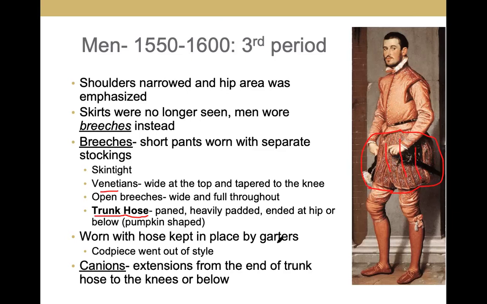They kept their hosiery up at this time with garters, so they would tie them up. And then they also had something called the canyon. The canyon is the extension of the trunk hose. So it was sort of a third garment that was worn between where the trunk hose ended and where the stockings began. And it really kind of helped to hold everything up and hold your stockings up from falling down.